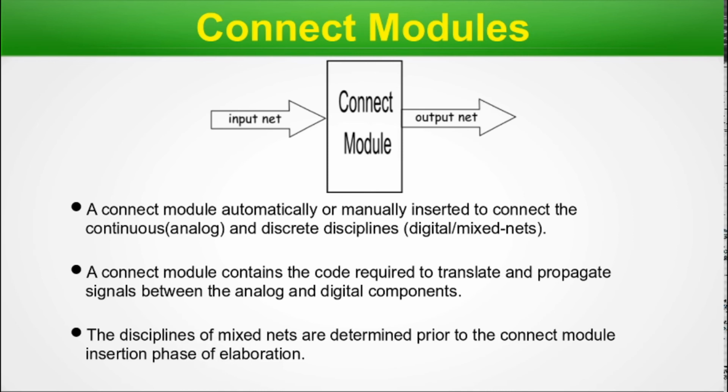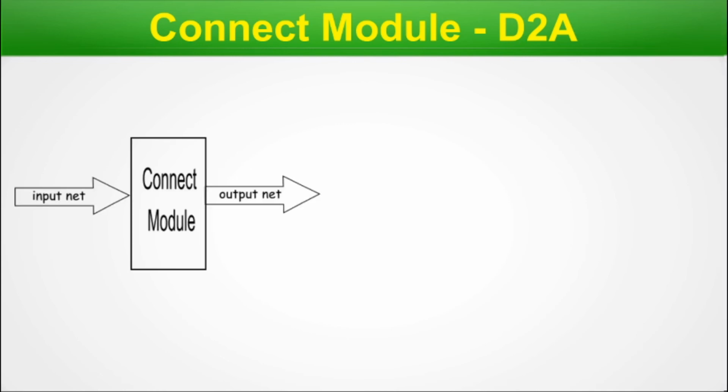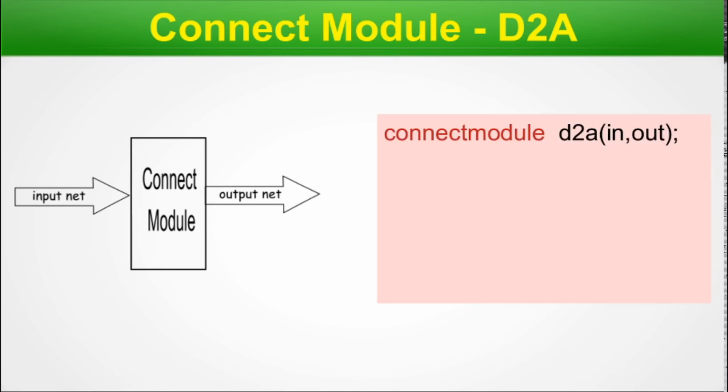So the disciplines of mixed nets are determined prior to the connect module insertion in the phase of elaboration. Let's see some of them. Here we will be discussing D2A, that is digital to analog. Here is the connect module and how we write the code. I am not saying how we write it in our code, but how a connect module D2A is defined.